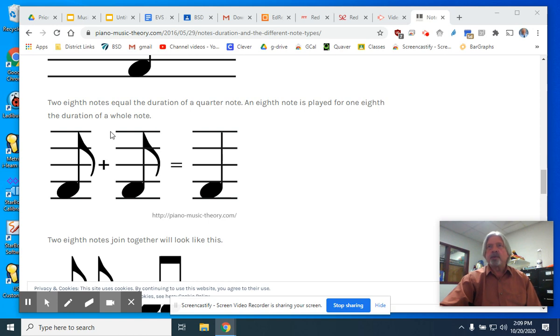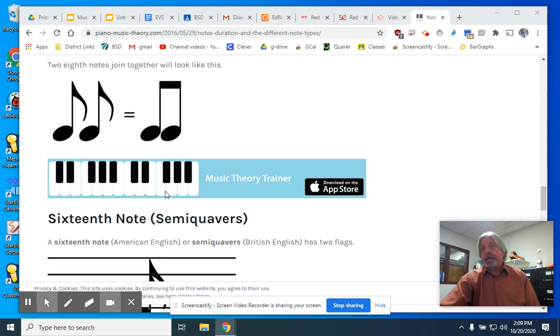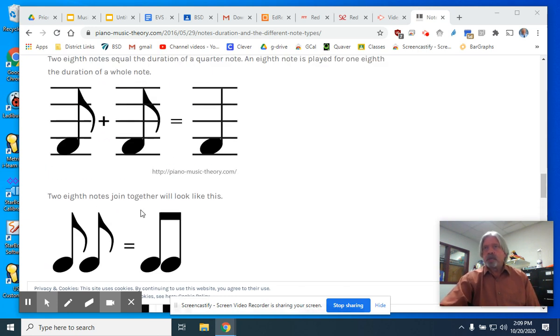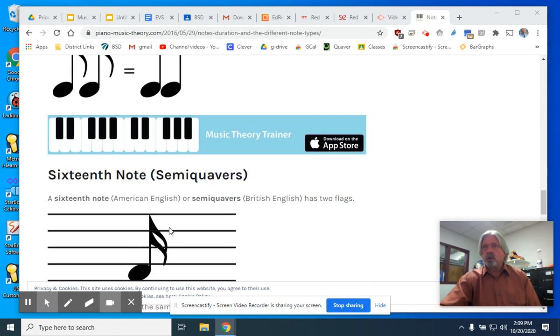Eighth notes again are played for 1/8 of the duration of a whole note. So it would take eight of them to make a whole note. And two eighths joined together, of course, will look like that. You've probably seen that in music before. If you haven't, you're seeing it now. If any of you are taking piano lessons, you've probably seen this before.